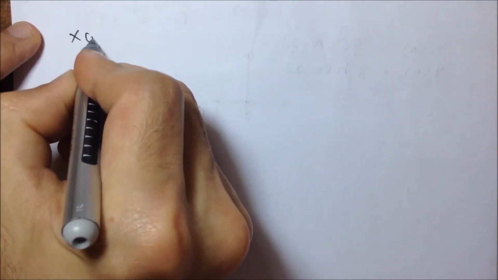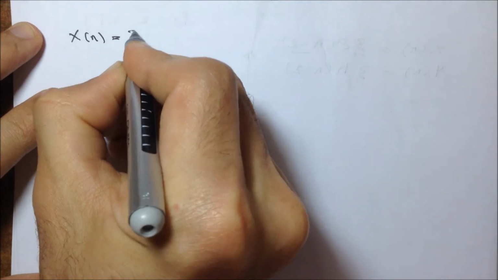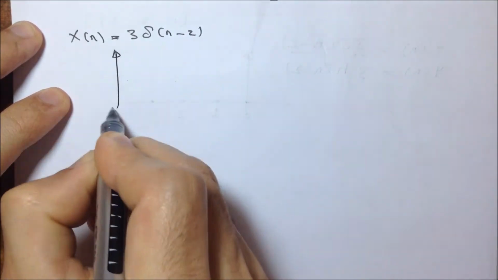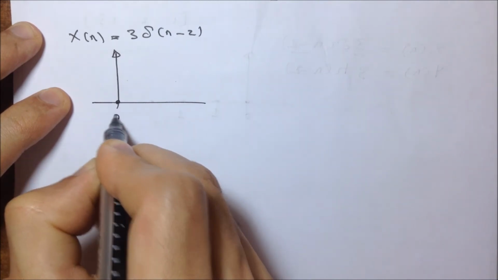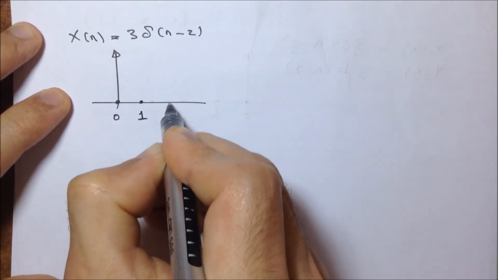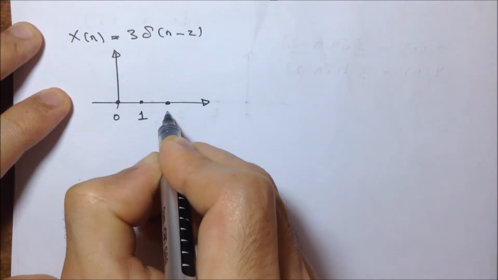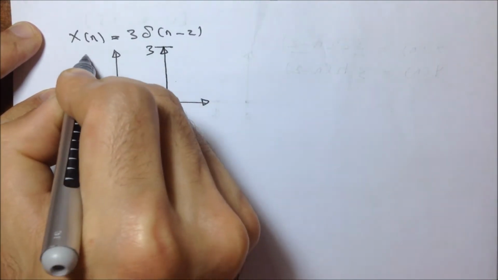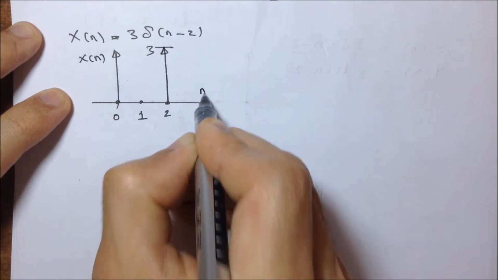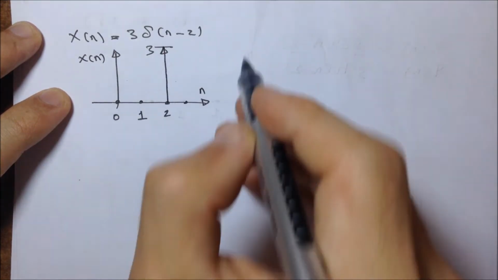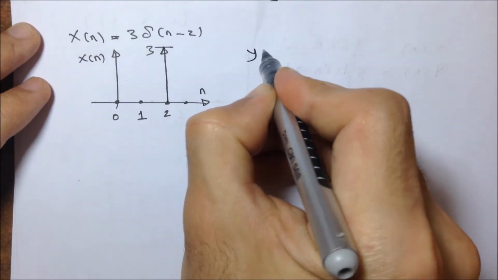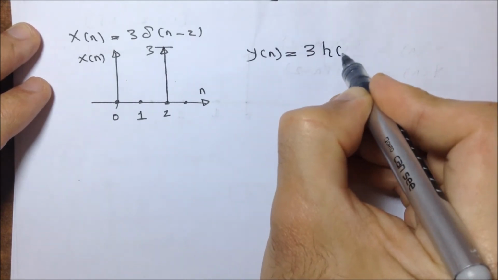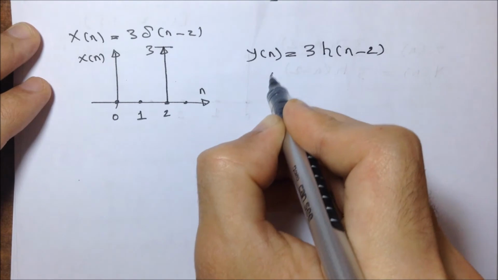So if x of n is, let's say, 3 delta of n minus 2, that is 0 at 0, and then 0 at 1, and then at n equal 2, the impulse arrives and it has a height of 3. So this is x of n and this is the n-axis. Now we can intuitively find out that the output of the system is going to be 3 times h of n minus 2.